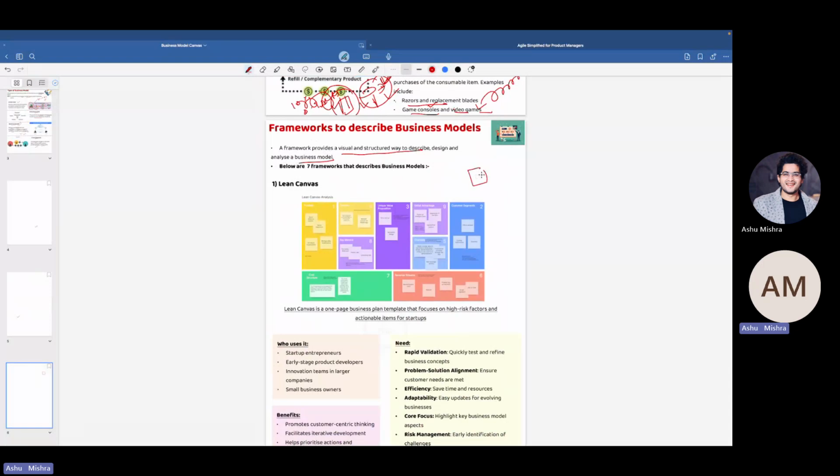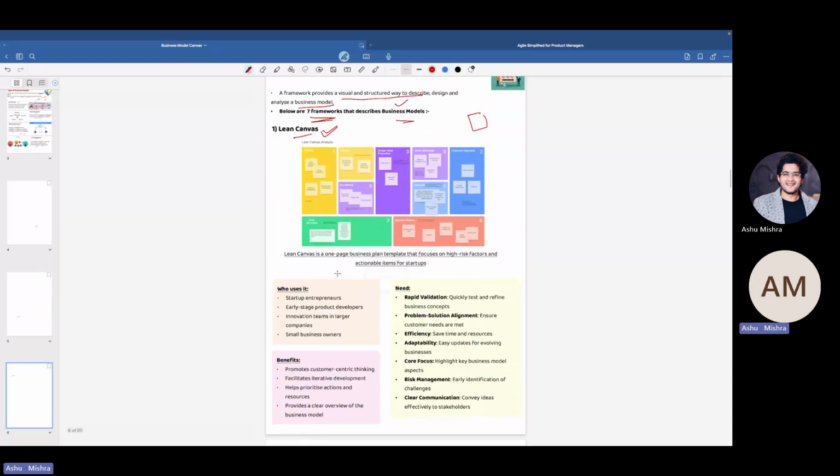You need a structure in order to depict your idea and visually predict it and describe it. And hence these business models come into place. So overall, there are 7 frameworks to describe the business model, guys. Let's go one by one and see what the users, benefits, and need for it are. So the first canvas or the first framework that we have is Lean Canvas, guys.